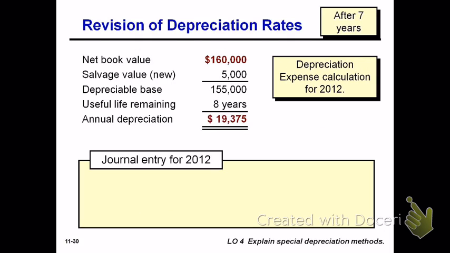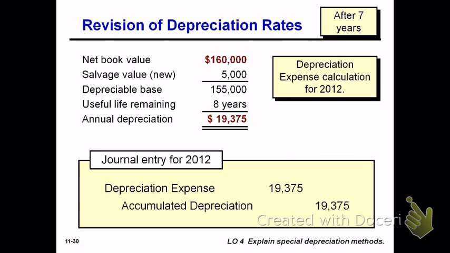Okay, now we're going to take that 160,000, which was the carrying value, subtract the new salvage value to get the new depreciable base, and then divide it by the number of years. It was 10 years and we did 7, so we had 3 left, and we said that we went from 10 to 15, so 5 additional years, so there's a total life left of 8. So the journal entry for the current year would be based on this $19,375.